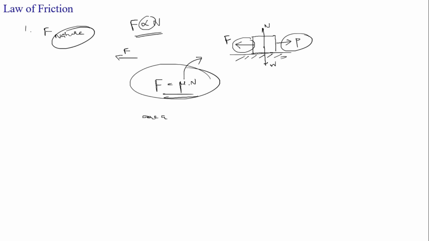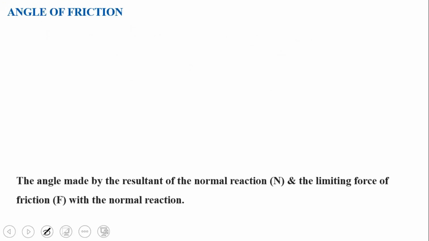The third point: the magnitude of the frictional force F equals the magnitude of the force tending to move the body, so F equals P. These three points are very important, and together they are called the law of friction. The next topic is the angle of friction.